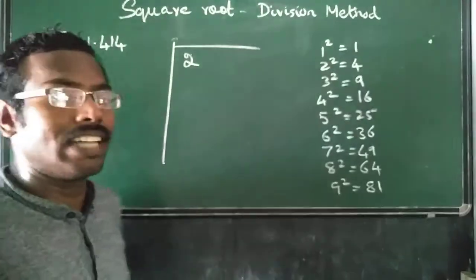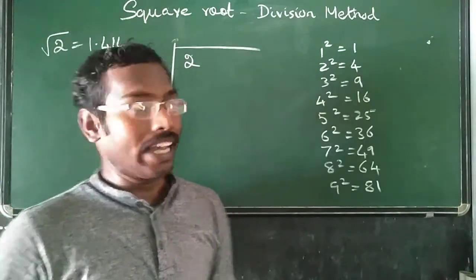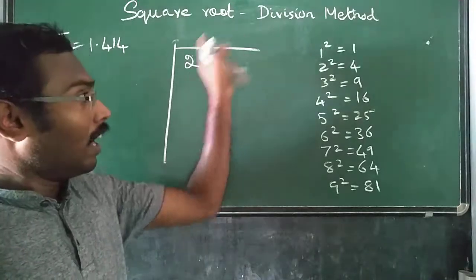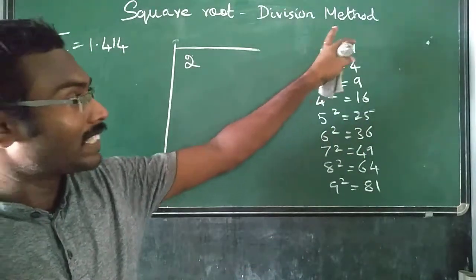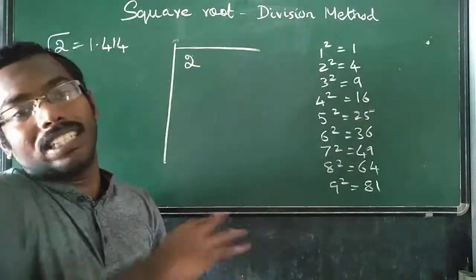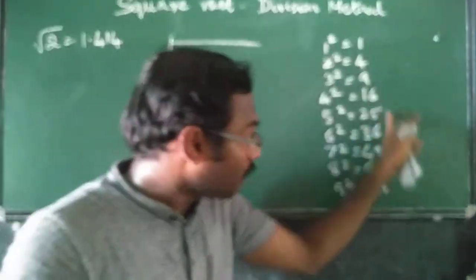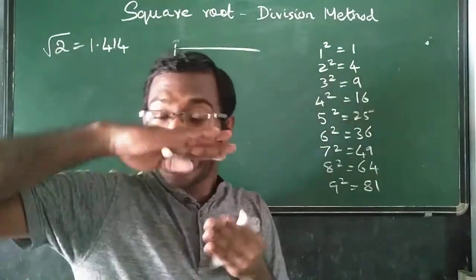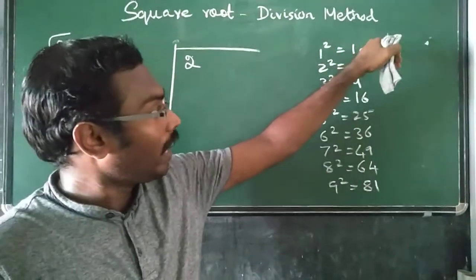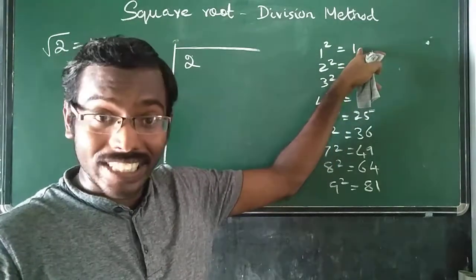If you know this, then you can easily perform the square root division method. First, you see this number. Among these, which one has a value nearer to 2 and at the same time less than 2? You want to find the square root of 2, so you check the square value nearer to 2 but less than 2. Only 1 is less than 2, all the other values are greater than 2. Therefore, you have to take this 1.